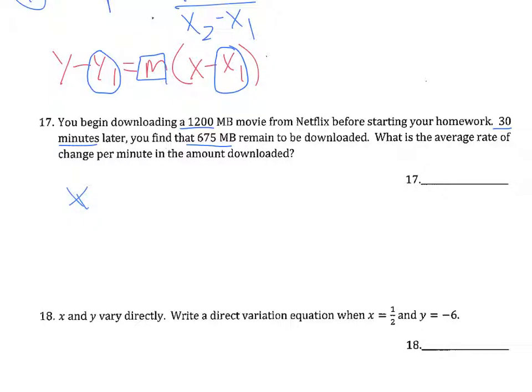But my x is going to be how much I've already downloaded. So you need to figure out with these two numbers how much you've already downloaded in 30 minutes. And then that'll give you your rate of change. Okay, that little triangle means change. Okay, so that's what you want to do for 17.